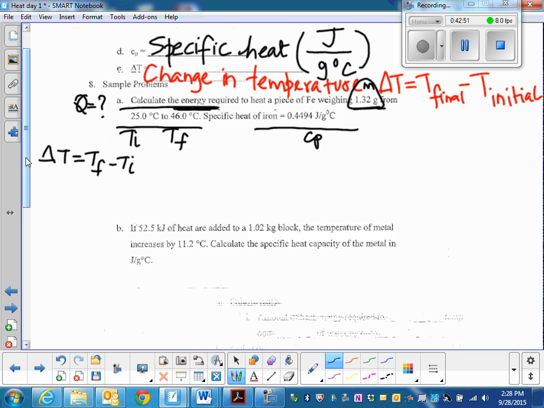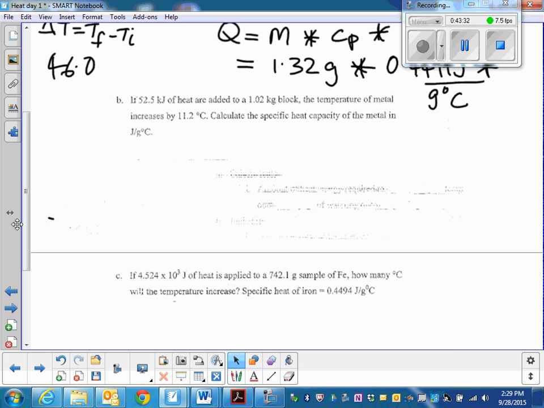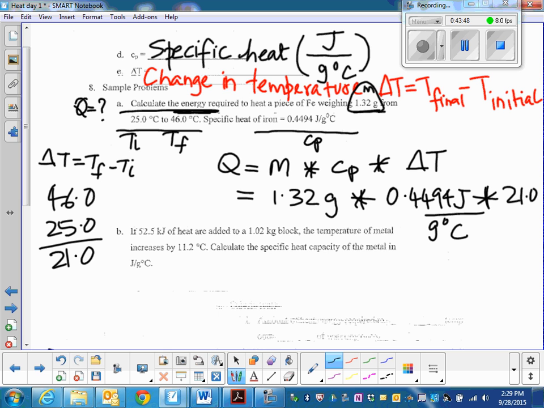So what is the equation? Q, wait a minute, Kat. Q equals, Alex? I need to know the equation. Q equals M times Cp times delta T. Is that right? What do I substitute for M? 1.32 grams times, what is my specific heat? 0.4494 joules over grams degree Celsius times, what is my delta T? 46.0 minus 25.0, 21.0. So that's times 21.0 degrees Celsius.